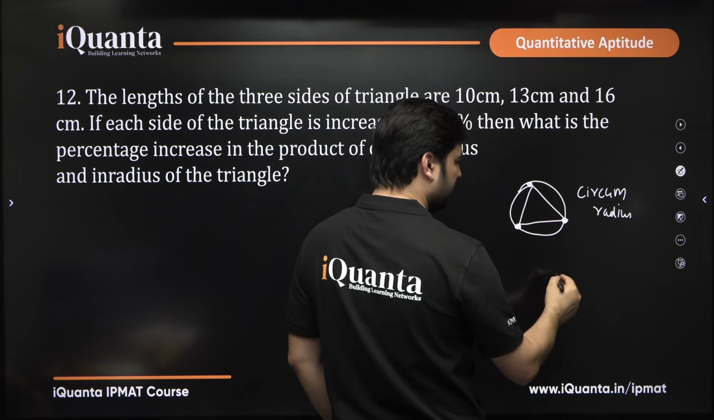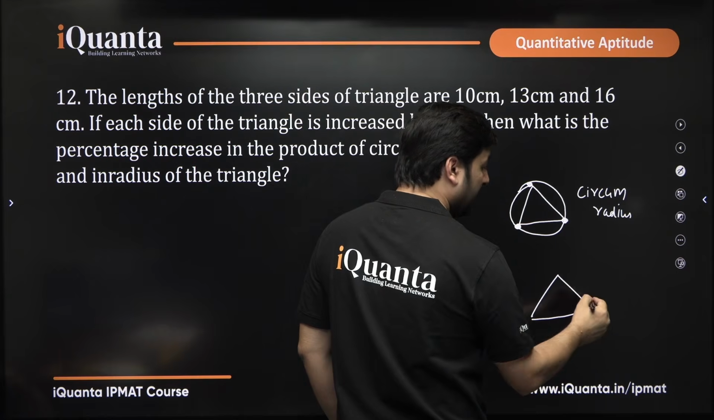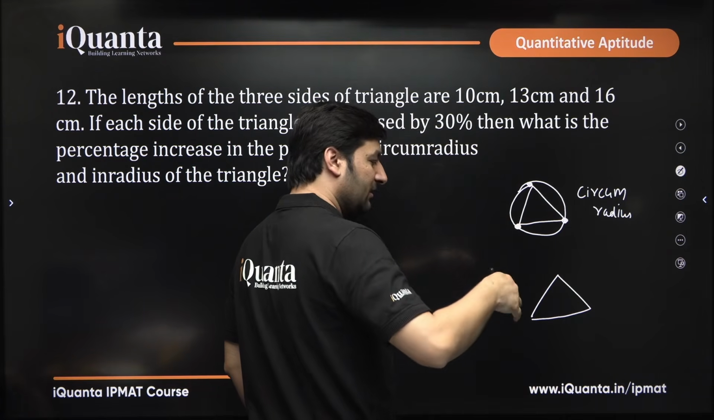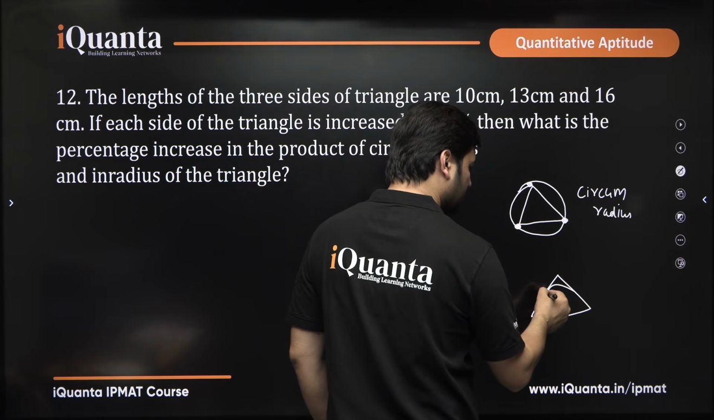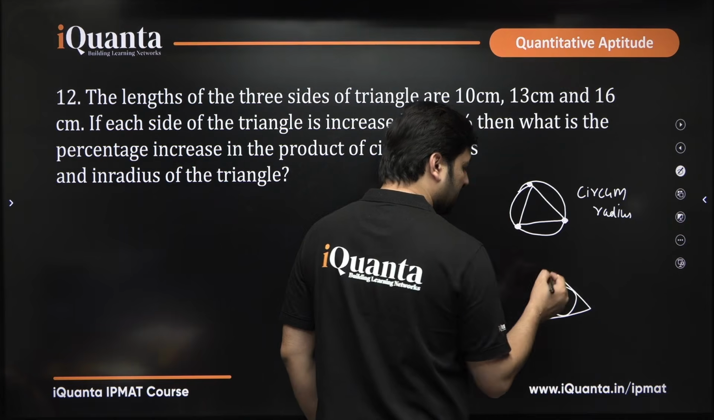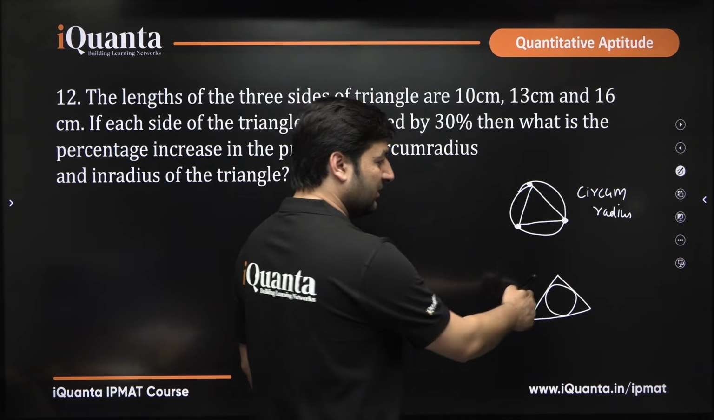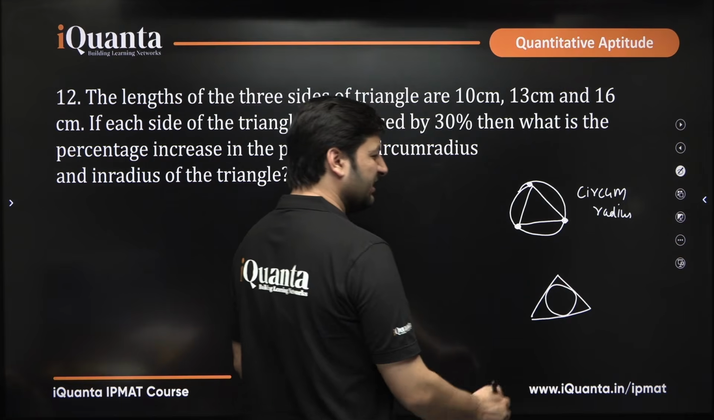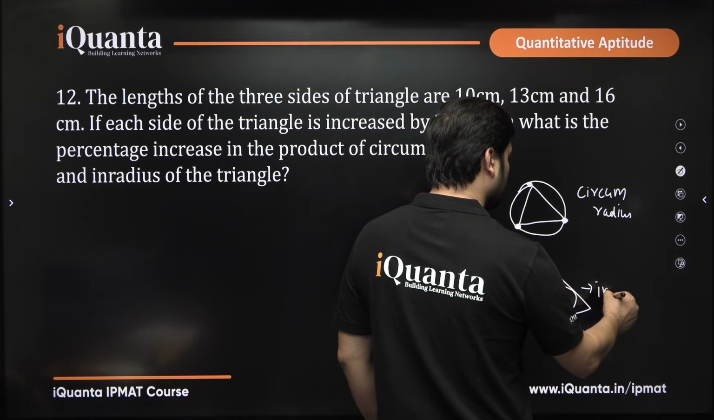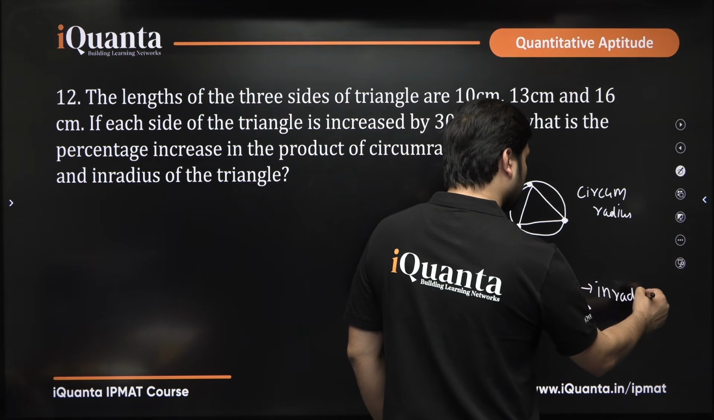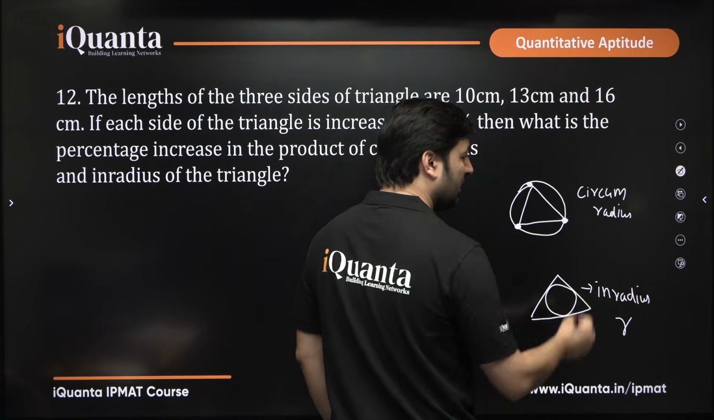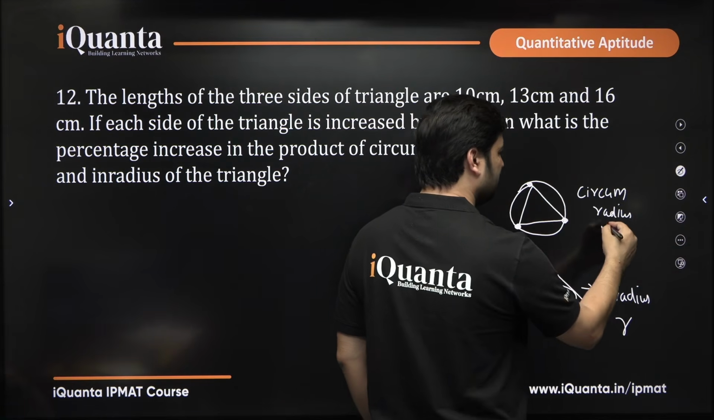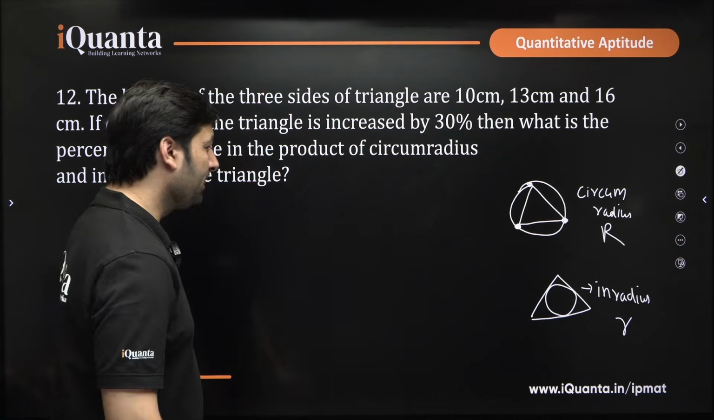And what is inradius? Whenever you have a triangle and inside the triangle you make a circle which touches all 3 sides of the triangle, such a circle is called the incircle, its radius is called the inradius, its center is called the incenter. Okay, so this is inradius. Inradius is usually denoted by small r, circumradius because it is larger is denoted by capital R. Okay, I hope you know the formula.